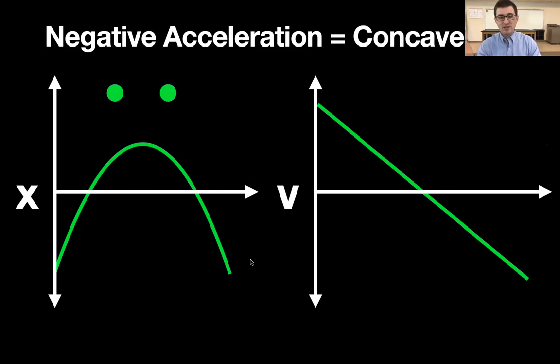So that's an easy way to be able to look at the position versus time graph and know, just by looking at it, whether the acceleration is positive or negative based on the concavity. If it's concave up, positive acceleration. If it's concave down, negative acceleration.